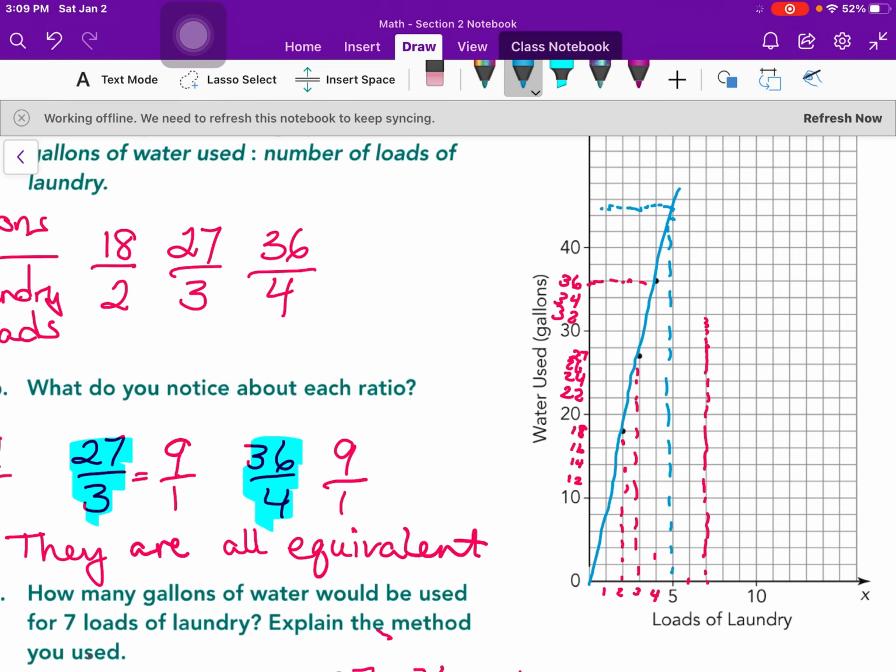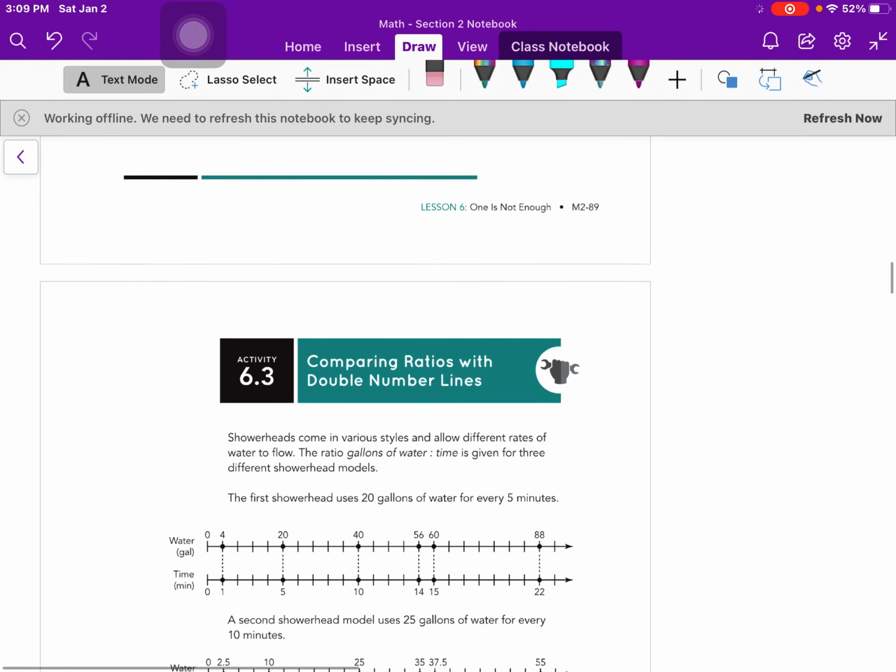be right about there. Would that be about 45? That's 42, that's 44, and yes, that would be about 45 loads of laundry. So I could use my graph to help me with that one as well. Finally, did you use the same method to answer each question? You go ahead and answer that because everybody is a little bit different. I kind of stuck with the same strategy.